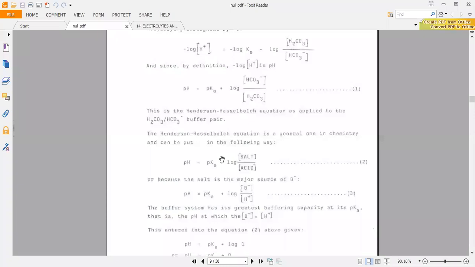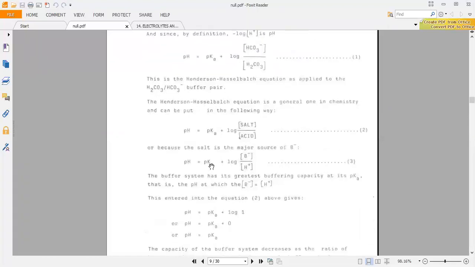So that means that for the pH to be equal to the pKa, this whole part should be 0. That means that log of salt over acid should be 0. And the only way log of salt over acid can be 0 is when the salt concentration is equal to the acid concentration, so that they cancel out, and we'll be left with log 1, and log 1 is 0. So in this case, we get the pH being equal to pKa. Later on, you will see the importance of what I've said.